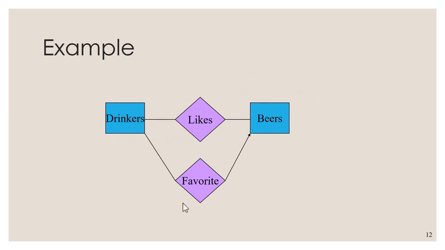Now let's take a look at this second relationship called favorite. A drinker has one favorite beer. They could like many different beers, but they only have one single favorite, right? So you have this arrow going into the one side. Drinker has one beer. So notice how the arrow is going into the beer side. But a beer can be many different people's favorites, right? So there is no arrow here. This is going to be the many side.